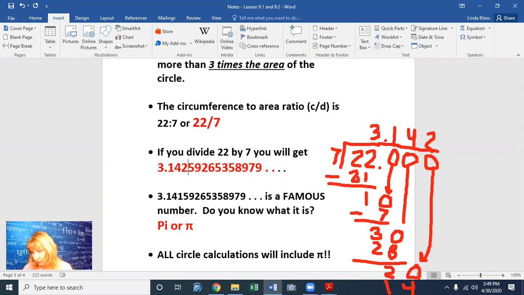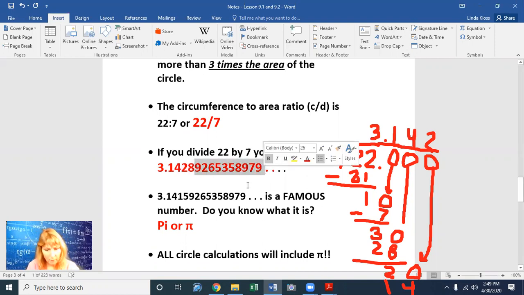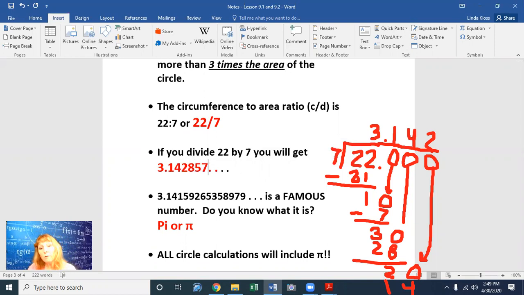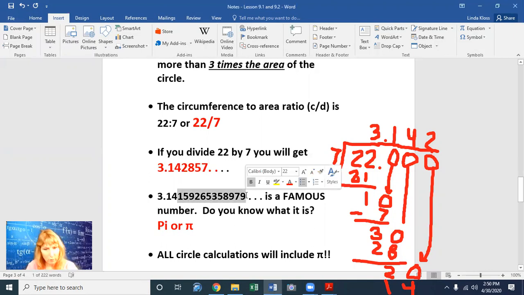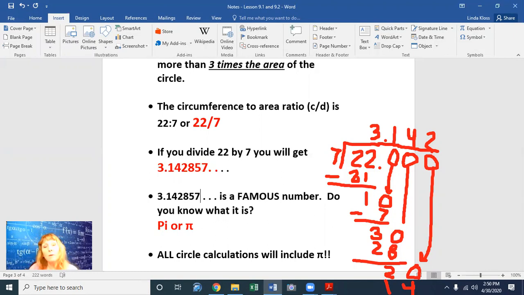I want to double check that with my calculator because 2.1428. Yeah, so whatever happened, my calculator didn't like it. So it should be 8 and then a 5, 7. So 22 divided by 7 is 3.142857, and it goes on forever and ever. So what is 3.142857? 3.142857, 1428, I'm fixing it. It's a famous number.